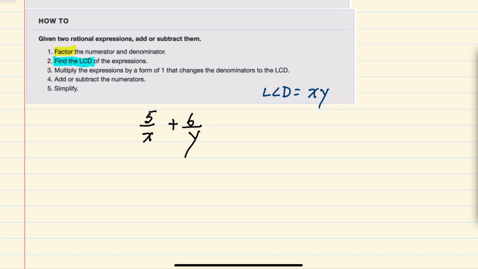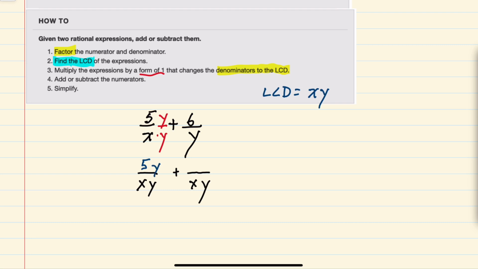Step 3 says multiply the expressions by a form of 1 that changes the denominators to the lowest common denominator. And this is very similar to what we've done whenever the denominators were numbers. To rewrite each of these with that lowest common denominator, I would need to multiply this first expression's denominator by y, which means I would also multiply the numerator by y. Y over y is 1, so we haven't changed anything, but we now have 5y in the numerator.